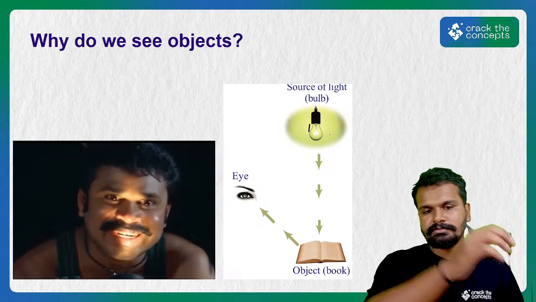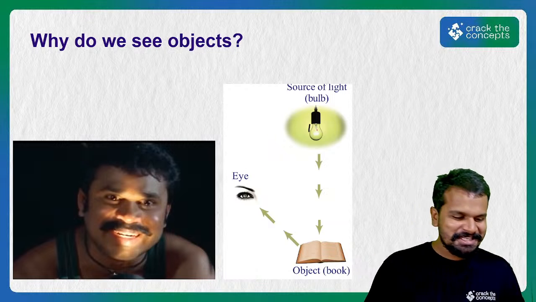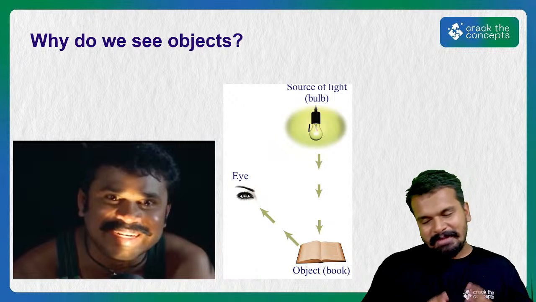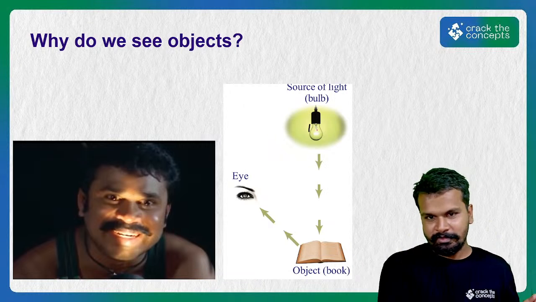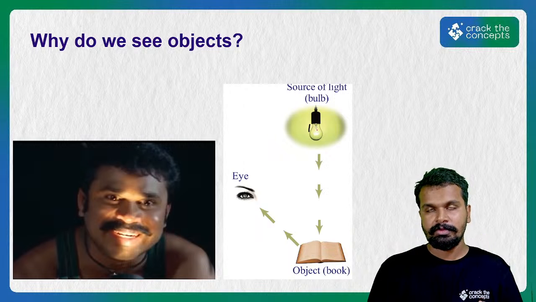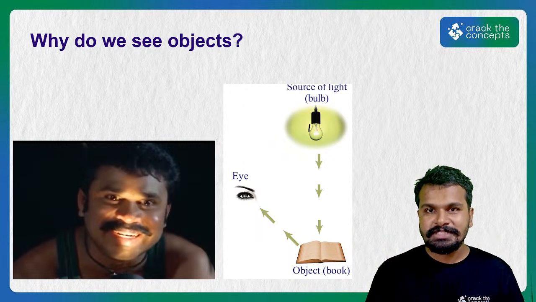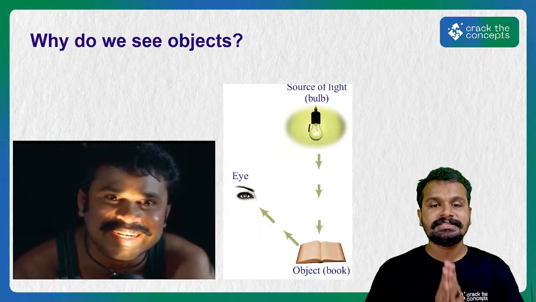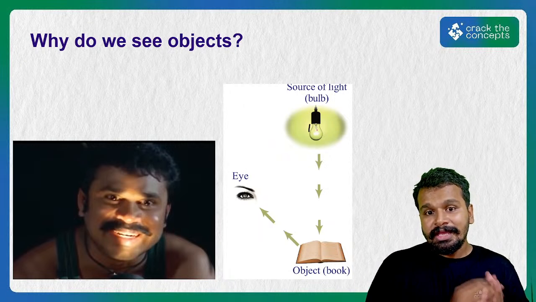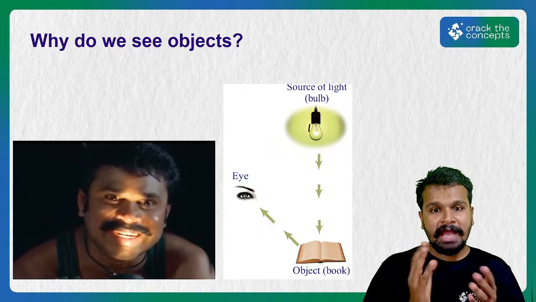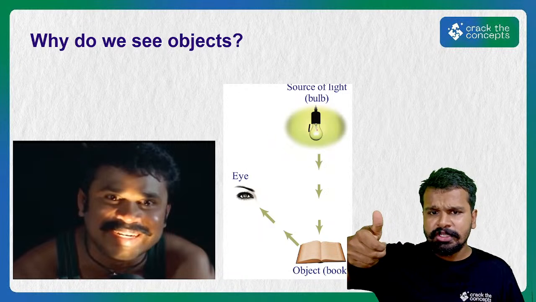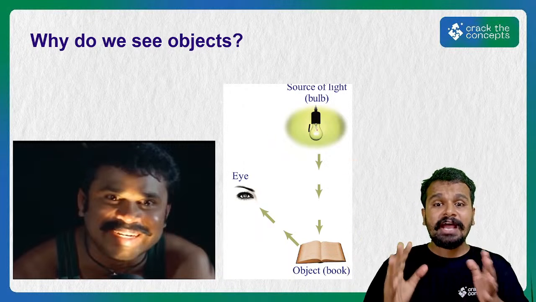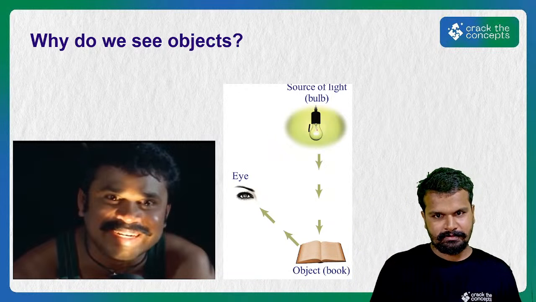My next question is, why do we see objects? Imagine you are entering a dark room. Will you be able to see all the objects? No. You can't see the objects inside a dark room. But if you have a torch, you will switch on the torch. And if you produce the light on that particular object, you are able to see that object.